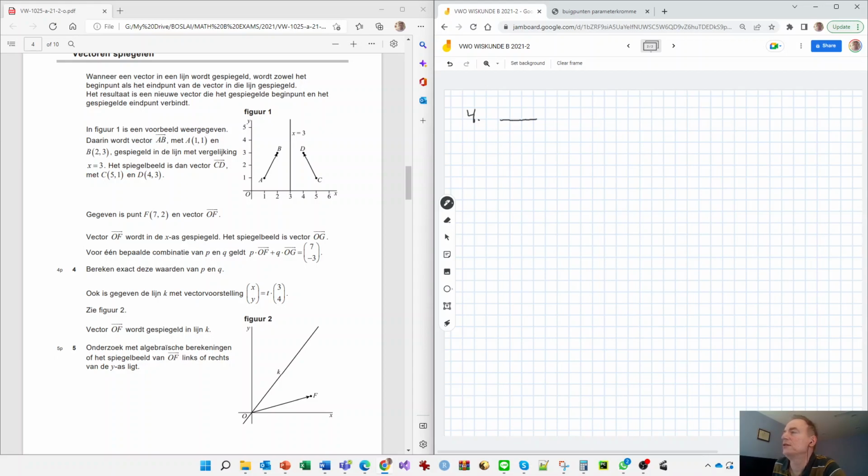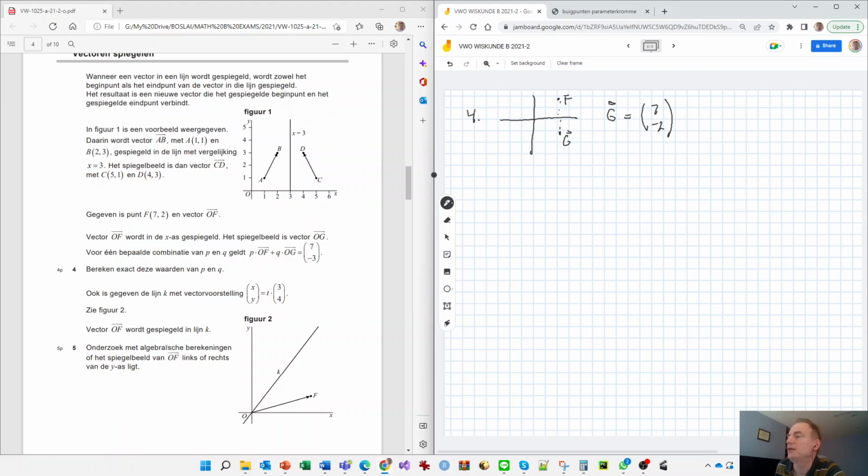So let's say I have my F here. Reflection in the x-axis just means flipping the sign of the y-coordinate of F. I think that should be something that you can just state. So G is simply 7, minus 2.